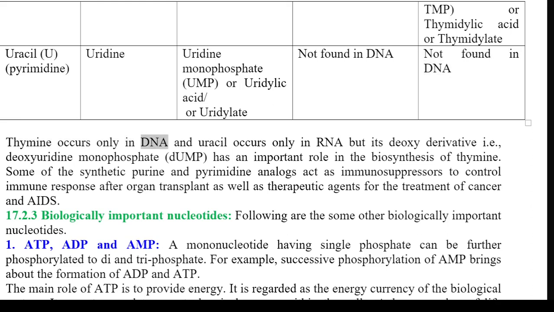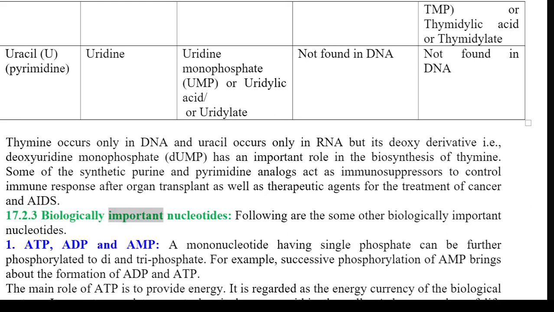Thymine occurs only in DNA and uracil occurs only in RNA, but its deoxy derivative, i.e., deoxyuridine monophosphate, dUMP, has an important role in the biosynthesis of thymine. Some of the synthetic purine and pyrimidine analogues act as immunosuppressors to control immune response after organ transplant, as well as therapeutic agents for the treatment of cancer and AIDS.